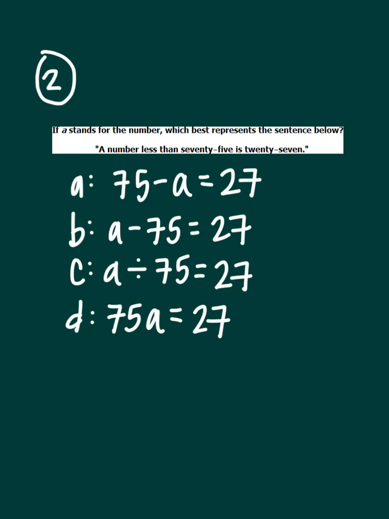Alright, number 2. If A stands for the number which best represents the sentence below, a number less than 75 is 27. So keywords would be less, than, and is. Give it a try.